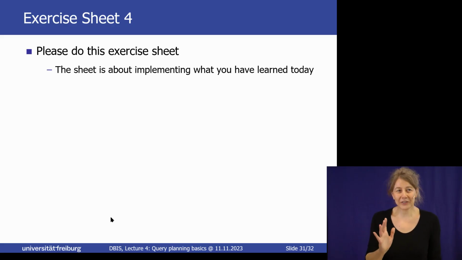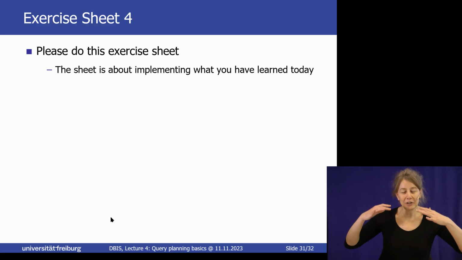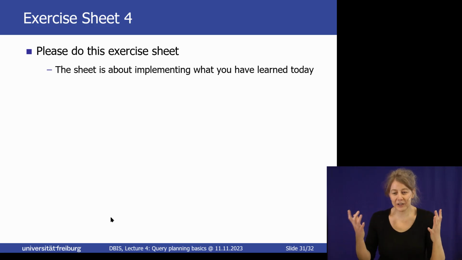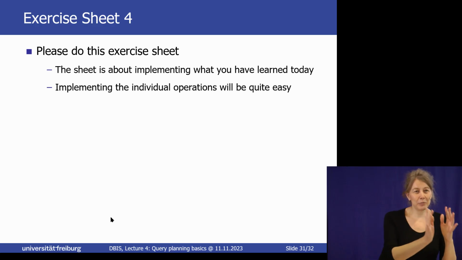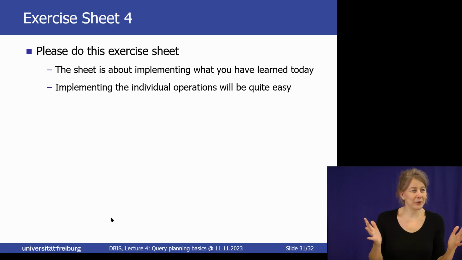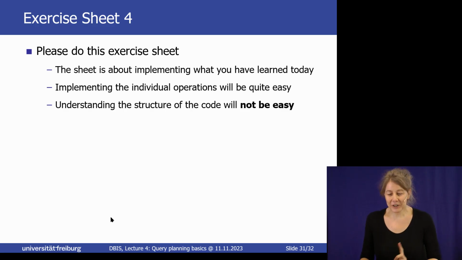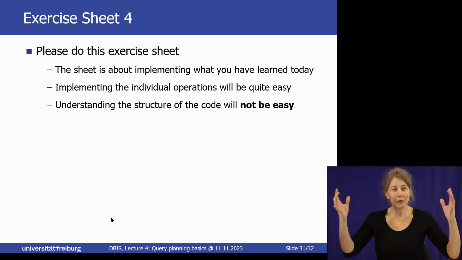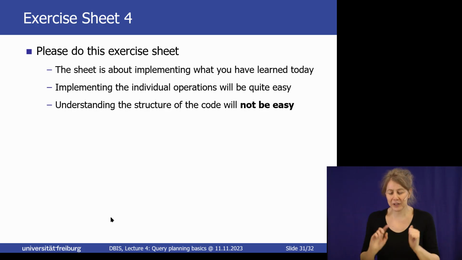Please do this exercise sheet. This sheet is about implementing what you have learned today, so what you have learned with examples and the abstract things. So you will see implementing a project, selecting columns, selecting rows. This will be easy. It's 2-3 lines of code. But understanding how you build an engine from this, right? You have this tree thing, you have to traverse the tree or whatever.